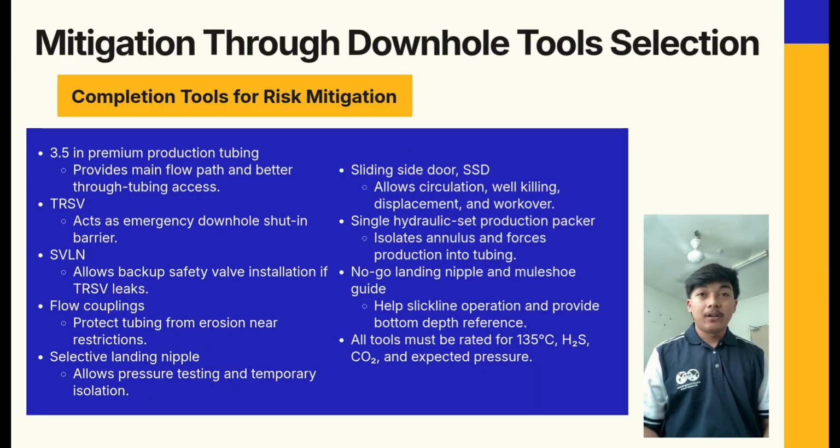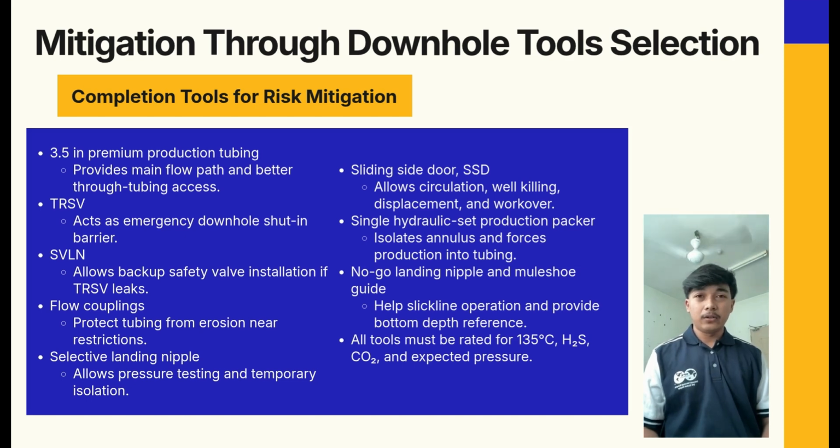Next, corrosion risk from H2S and CO2 will be controlled by using suitable tubing material, premium connections, corrosion resistant alloys, and corrosion inhibitor. Since the bottom hole temperature is 135 degrees Celsius, all downhole tools such as the packer, TRSV, SSD, seals, and perforating charges must be temperature rated.